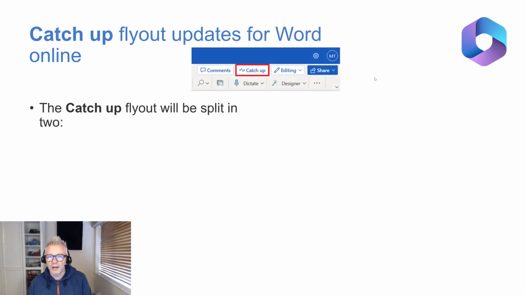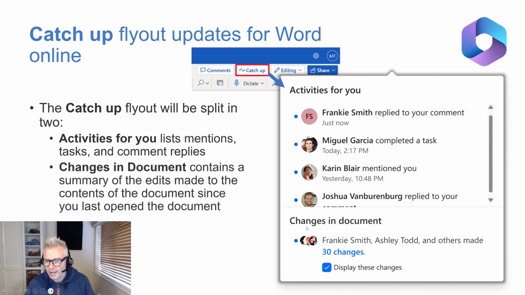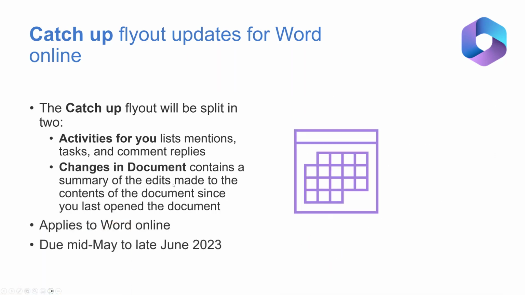Catch up, fly out updates for Word Online. I think this is the last one. So I'm in Word Online. I see this icon here. I want to be able to catch up. So it's split into two, so I can see the activities for me. This keeps me up to date with the activities, and I can scroll through this. But also, the second part of it is just a quick overview of the changes. So at a glance, I can see that there's been 30 changes, and I can display those if I want to. Okay, so Word Online, due by late June this year.